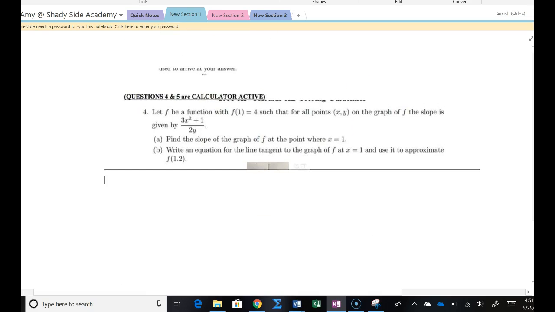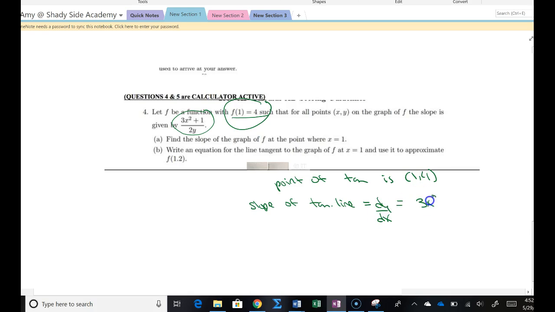So this here is a derivative, that's dy/dx. f(1) equals 4. Write an equation for the line tangent to the graph of f at x equals 1. So you know the point of tangency is (1, 4). It's told to you right there. And you know the slope of the tangent line is equal to dy/dx, which is equal to (3x squared plus 1) all over 2y.